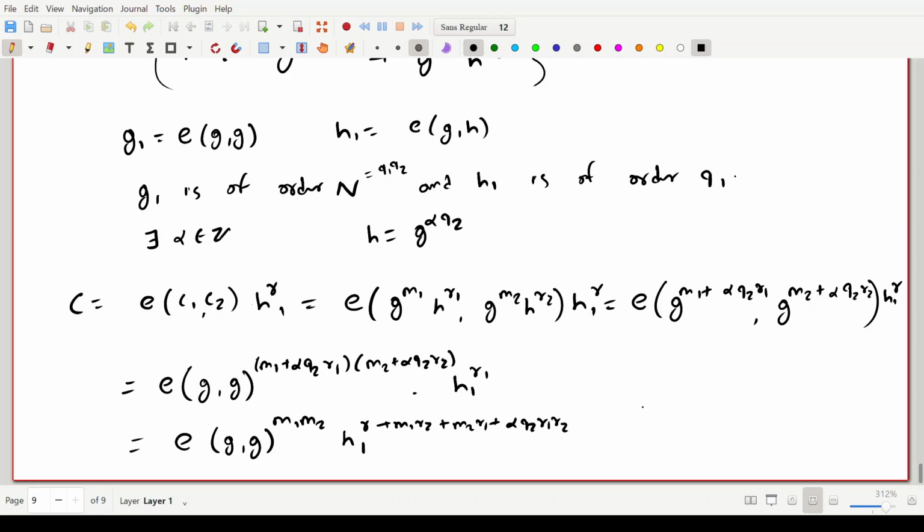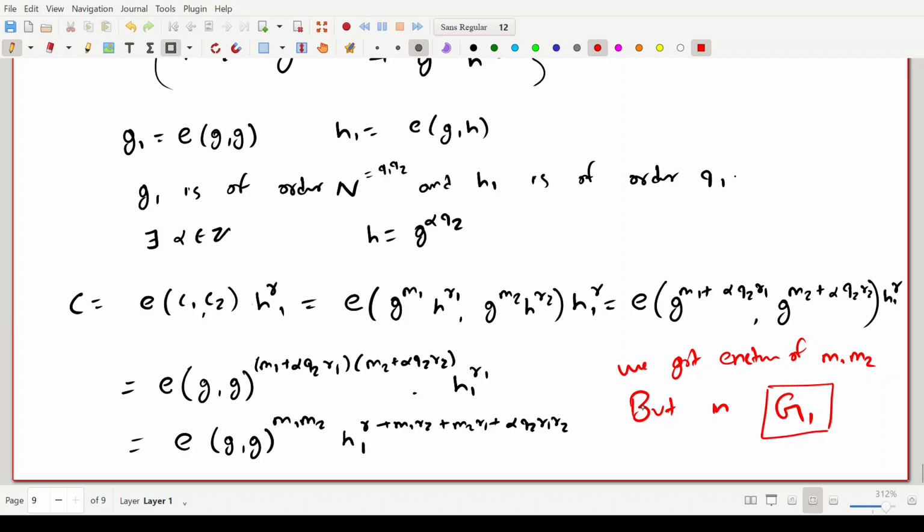But what do you observe? I got something which is similar to the encryption of m1 m2. So this C is uniformly distributed. It is the encryption of m1 m2, but in G1, which is a problem. I wanted it in G, correct? So we will not succeed here also.